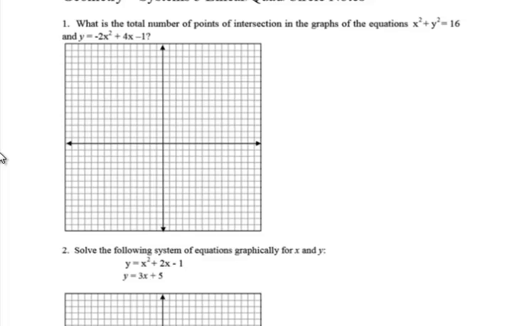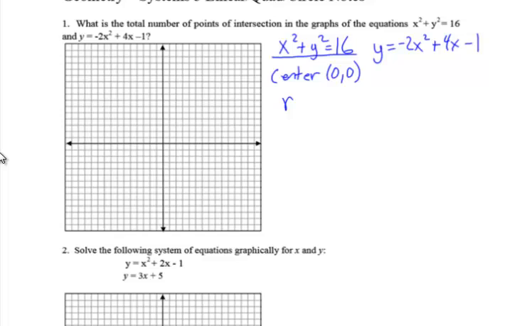All right, so here we are again, and we've got x squared plus y squared equals 16. There's 1. Y equals negative 2x squared plus 4x minus 1. So the first one we should recognize as a circle. When we have a circle, we want to do a little center radius. Here the center is 0, 0. R squared is 16. Take the square root, and therefore r is going to be 4.